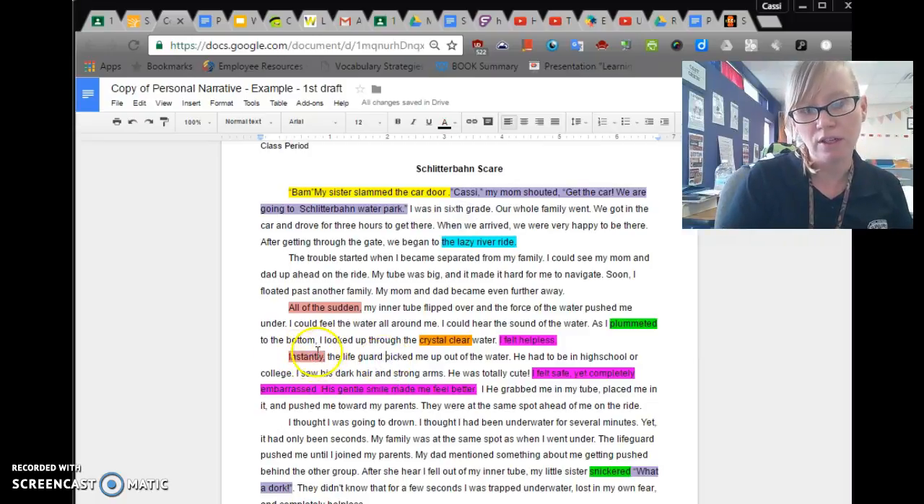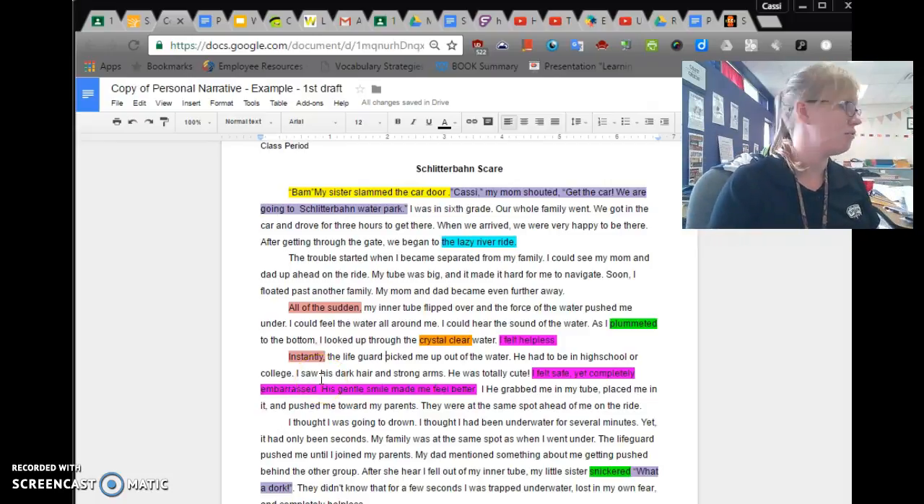So if I put my finger over instantly and said the lifeguard picked me up out of the water, that's still a good sentence. A little boring. The transition word just helps add that flow from paragraph to paragraph.